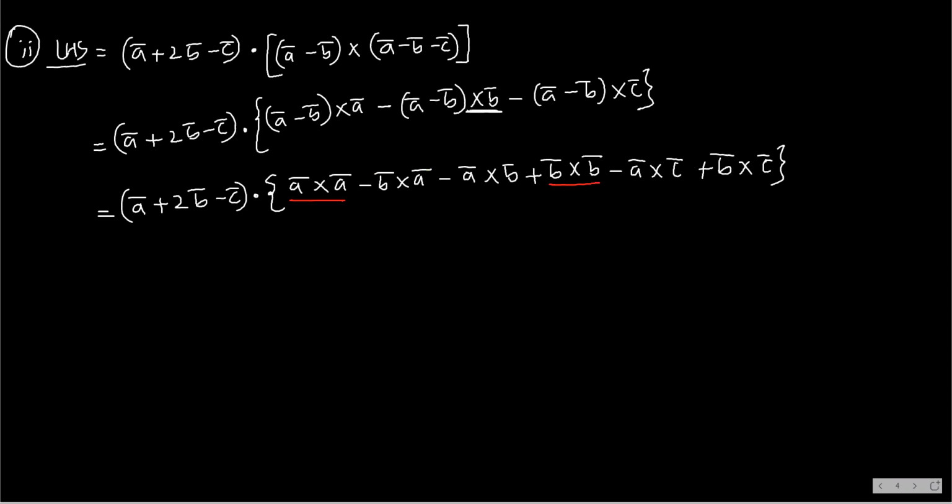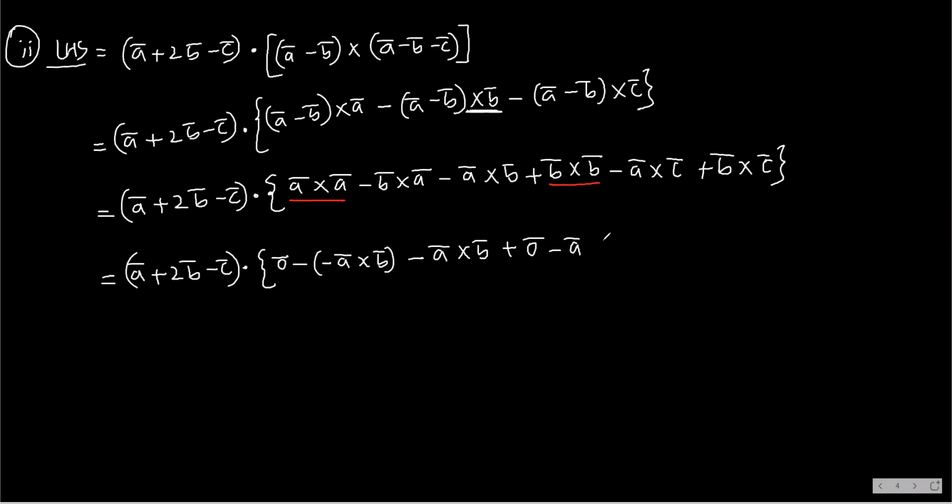Okay. So here, in the next step, the outside bracket vector will remain as it is, a bar plus 2b bar minus c bar dot, here you will have 0 bar minus of a bar cross b bar. You see what I did? Negative, and for this I'm writing minus a bar cross b bar. Then this is minus a bar cross b bar. And here you have once again b bar cross b bar is 0 bar, and this is minus a bar cross c bar plus b bar cross c bar.